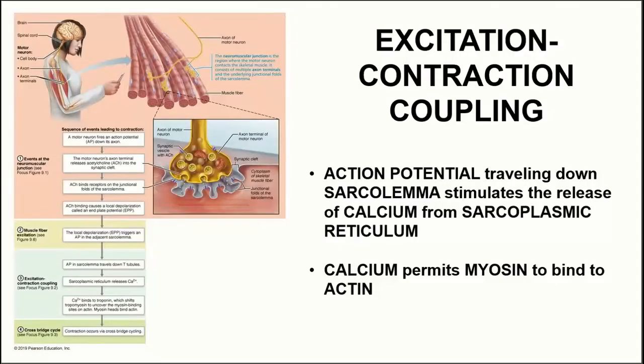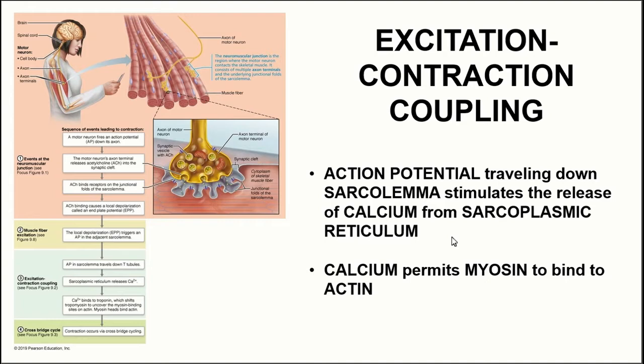Excitation contraction coupling, or EC coupling, is the phase that is just after excitation of the muscle but before contraction of the sarcomere begins. So what we see occurring during excitation contraction coupling is that the action potential that started near the neuromuscular junction spreads, or propagates, down the sarcolemma, and that spreading of the action potential stimulates the release of calcium from the sarcoplasmic reticulum, which is in close proximity to our sarcomere.